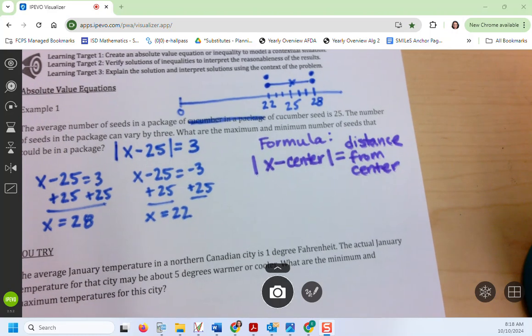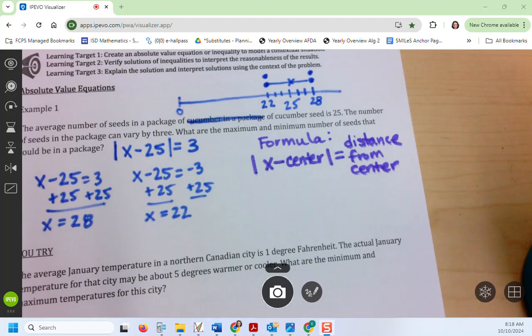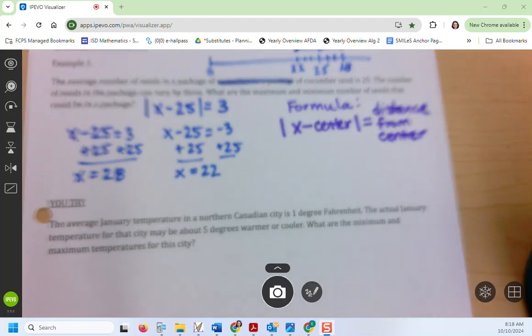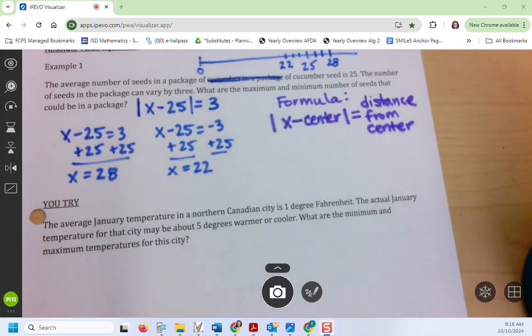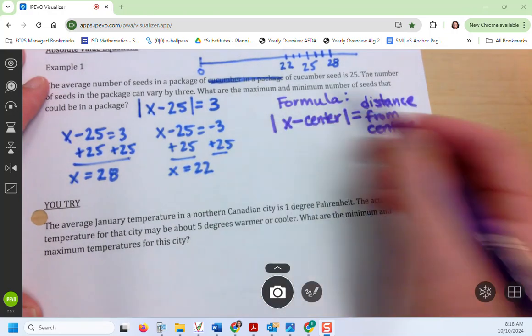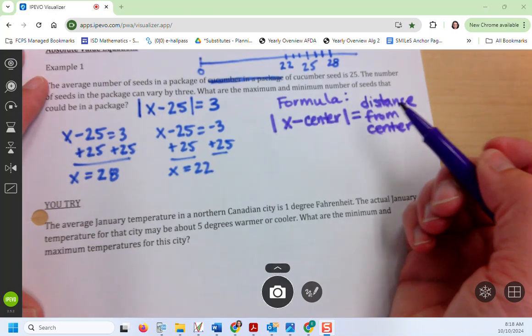All right, I'm going to have you guys try this one. I am going to read it through with you and see if we can make some sense of it before you get started. Oh, actually, we didn't write our sentence. We need to write a sentence to interpret our answer. And so it's really just answering the question. What are the maximum and minimum number of seeds that can come in the package?